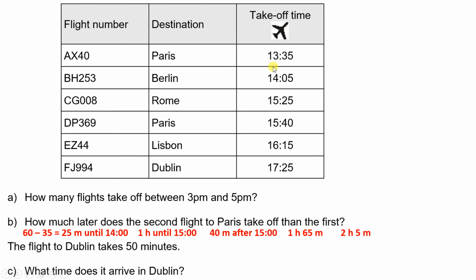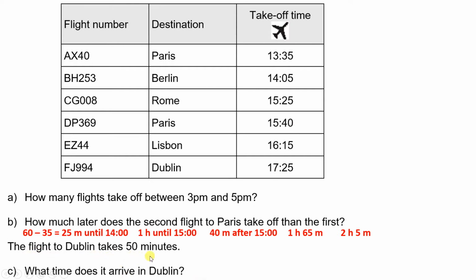Now the other way to do this would have been to think Paris leaves at 13:35. If you count on 1 hour, that's 14:35. Another hour, so 2 hours is 15:35, and then you just need another 5 minutes until 15:40, so 2 hours and 5 minutes.